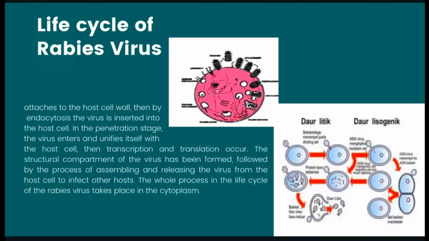So the life cycle of rabies virus: it will attach to the host cell wall. Then by endocytosis, the virus is inserted into the host cells. In the penetration stage, the virus enters and unifies itself with the host cells. Then transcription and translation occur. The structural components of the virus are formed, followed by the process of assembling and releasing the virus from the host cells to infect other hosts. The whole process in the life cycle of the rabies virus takes place in the cytoplasm.